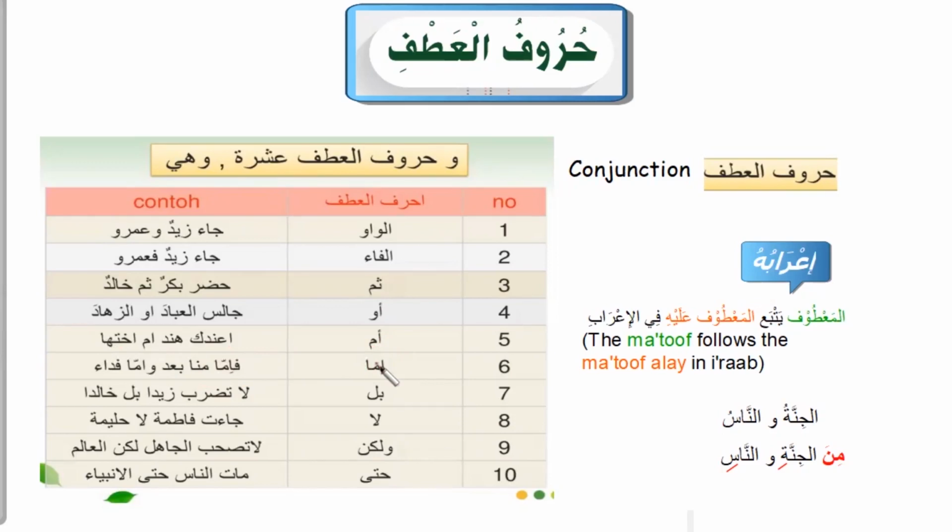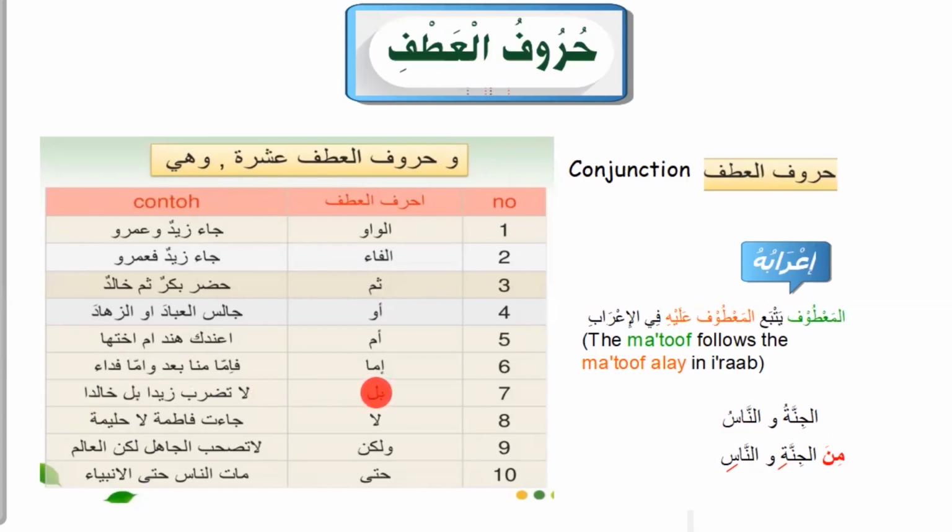Okay, then we have here the seventh one, bal. So bal means what? Rather. Okay, rather. So you can see this example: La tadrib Zaidan bal Khalidan. La tadrib, don't hit. Daraba is to hit. So la tadrib Zaidan, don't hit Zaid. Bal Khalidan, rather Khalid. So this bal, you can see it. Bal means rather.